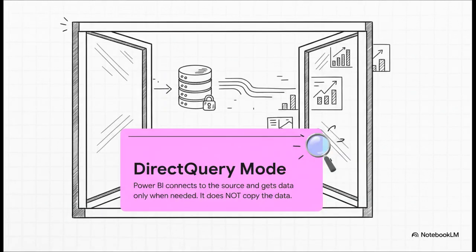Now, let's swing to the complete other side of things, direct query. With this mode, Power BI doesn't copy any data at all. Nope. Instead, it just creates a direct, live connection to your database. So every time you click a filter or a visual, Power BI sends a little question, a query, back to the source and just grabs the info it needs. This is our live video feed. What you're seeing is what's happening right now.